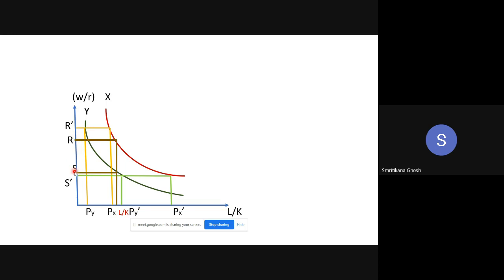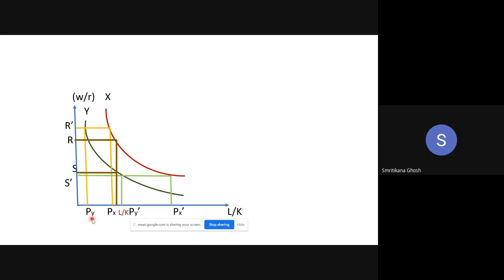If it is not, then what is the problem? That is what I am trying to explain now. If it is not within this range, then what is the problem? If the wage rental ratio is R dash in the economy, then given this wage rental ratio, X sector is demanding ρX amount of L by K, and Y sector is demanding ρY amount of L by K.